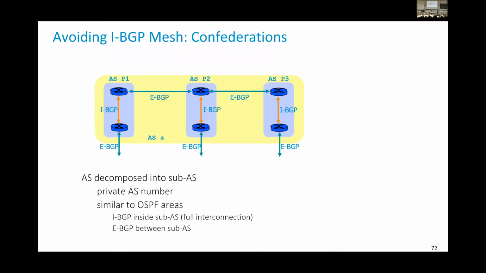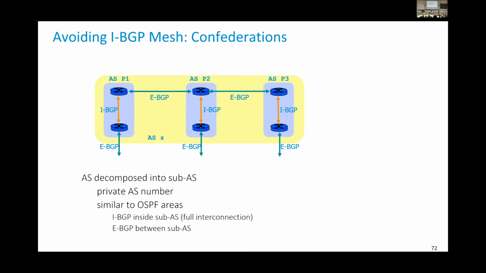Another way to do this is to do what is called a confederation. A confederation is when you use BGP internally into subdomains that you treat as if they were separate ASs. So assume you have a large domain here. Then you could structure your large domain into virtual domains, virtual ASs that you treat using the rules of BGP. Why would we like to do this? Well, in order to solve one of the big problems of BGP, which is the size of the iBGP mesh.